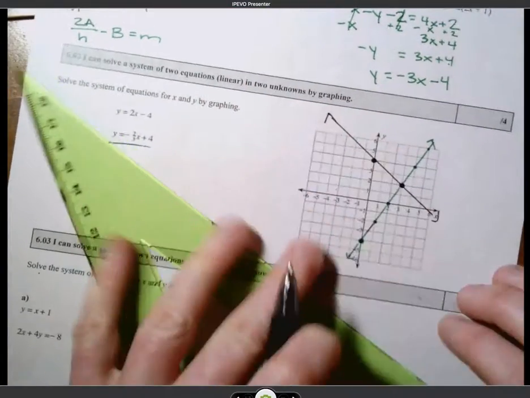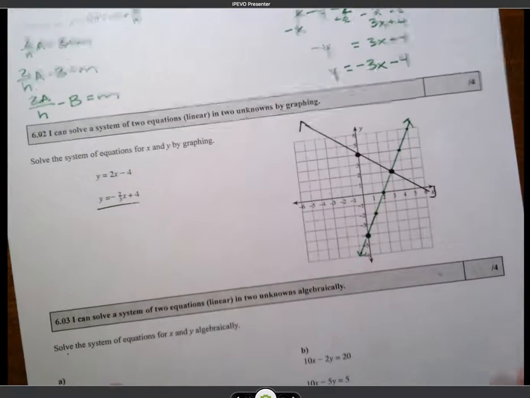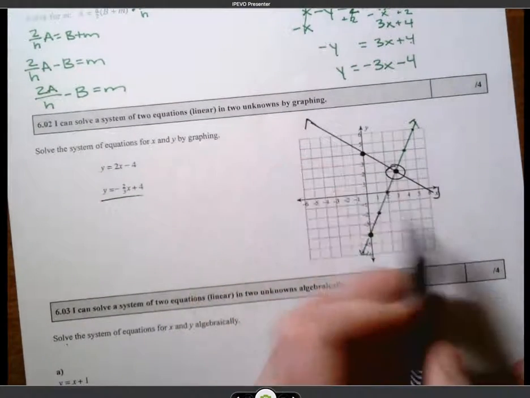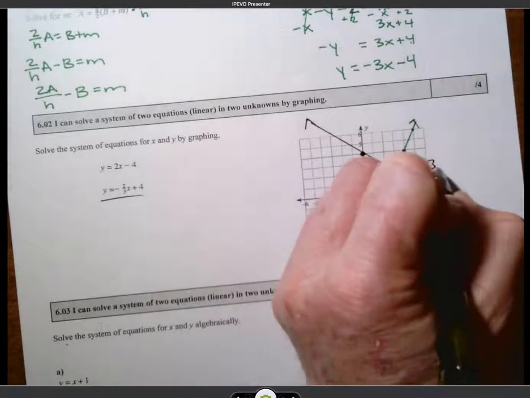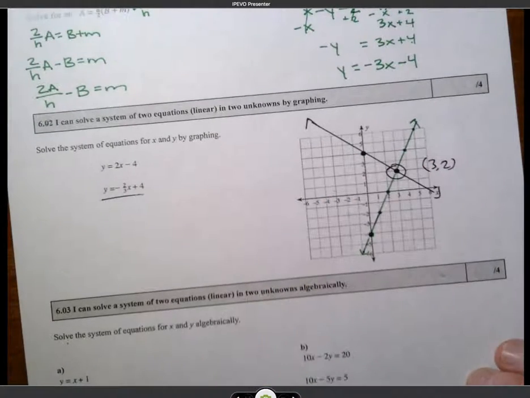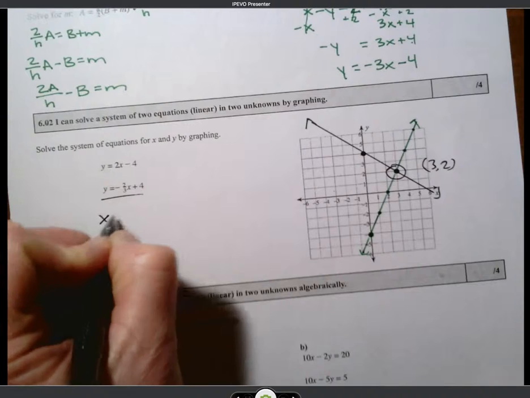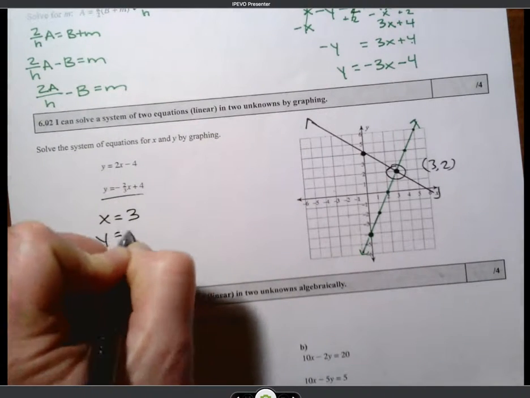So this is the point we're looking for. That point right here. So that's (3, 2). And that is the only point that these two lines share in common. So x is 3, y is 2.